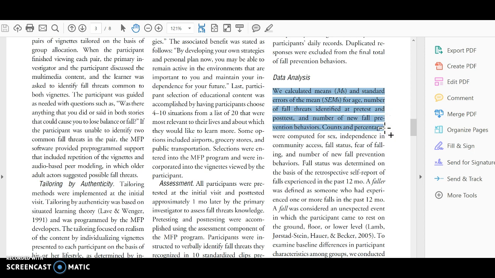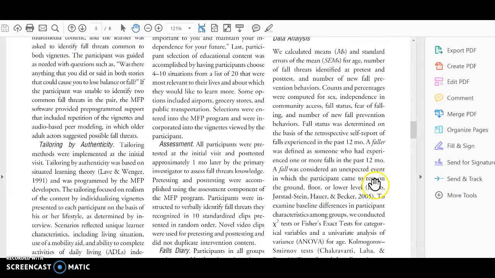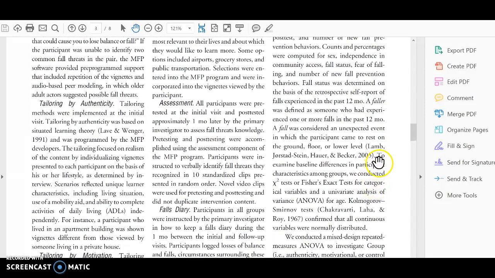Counts and percentages were computed for sex, independence and community access, fall status, fear of falling, and the number of new fall prevention behaviors. Fall status was determined on the basis of retrospective self-report of falls experienced in the past 12 months. Okay, and you can continue to read, but I'm going to go down to examine the baseline differences in participants.